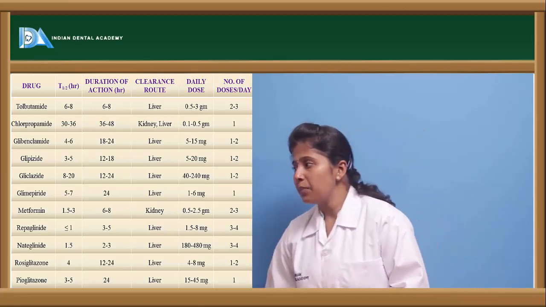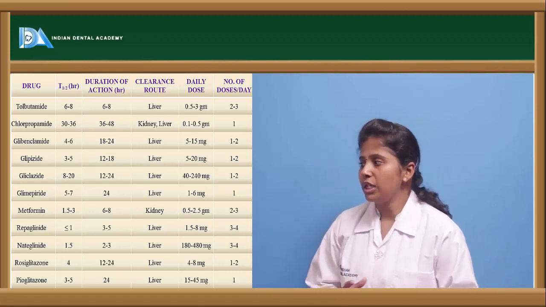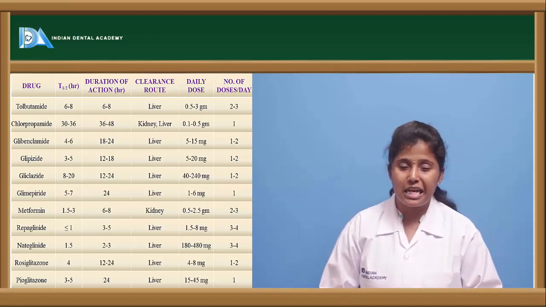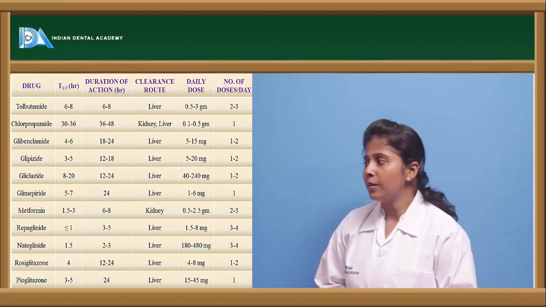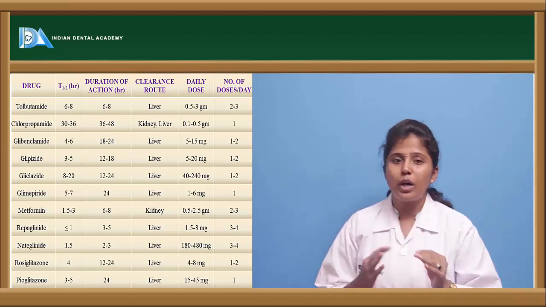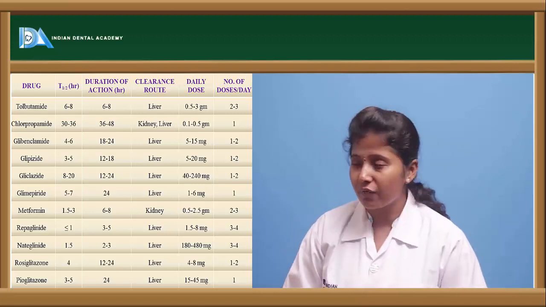Glipizide is a drug which has a half-life of about 3 to 5 hours, and the duration of action lasts for 12 to 18 hours. It is also cleared through the liver, and it is given in 1 to 2 doses per day, and each dose contains 5 to 20 mg of the drug.